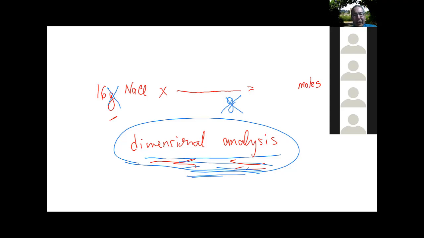So if that sounds like a skill you want to develop, we'll try to make that possible for you. Okay. All right. Grams cancels grams. The answer tells you what to put on the top. Since the answer is moles, this has to be moles on the top. That's what dimensional analysis looks like. And this fraction, that's the conversion factor.